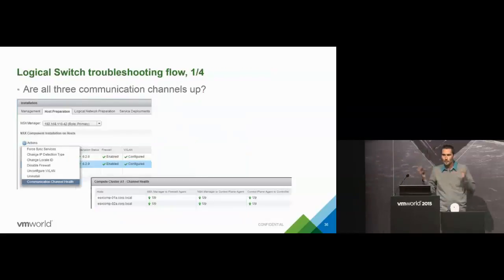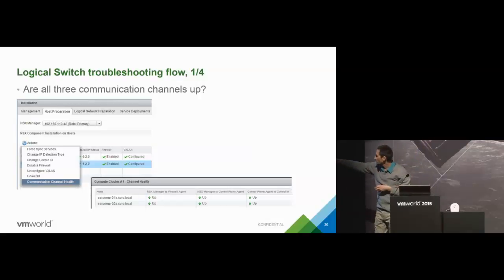Okay. So, a very quick recap. You hit an issue with the logical switches. What's the process to follow? First thing you check is whether the communication channels are up or not. Remember that little diagram with things talking to each other? We have 3 things: NSX Manager to the firewall agent, essentially NSX Manager to host; NSX Manager through the firewall agent to the control plane agent, so they are a little bit daisy chained; and the control plane agent to controller, whether the host actually can talk to the controller. If you can see everything is up, we're good.